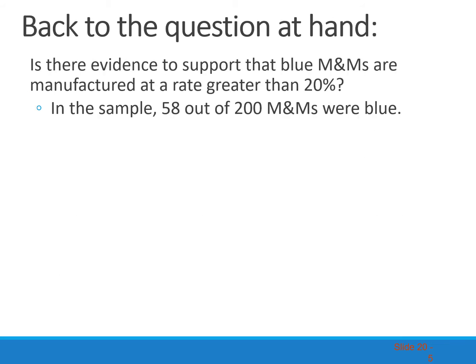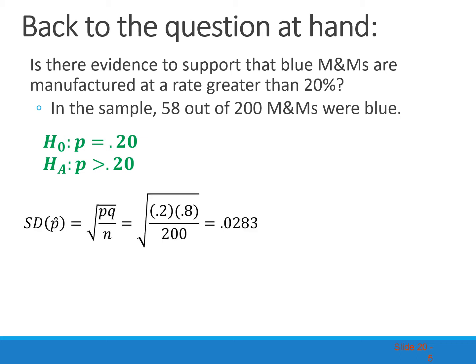So let's get back to the question at hand. Is there evidence to support that blue M&Ms are manufactured at a rate greater than 20%, based on a sample where 58 out of 200 M&Ms are blue? Our hypotheses, which we mentioned on the previous slide: the null hypothesis is that 20% of M&Ms are blue, nothing to see here. The alternative is that this sample provides evidence that more than 20% of M&Ms are blue. First thing we want to do is find the standard deviation.